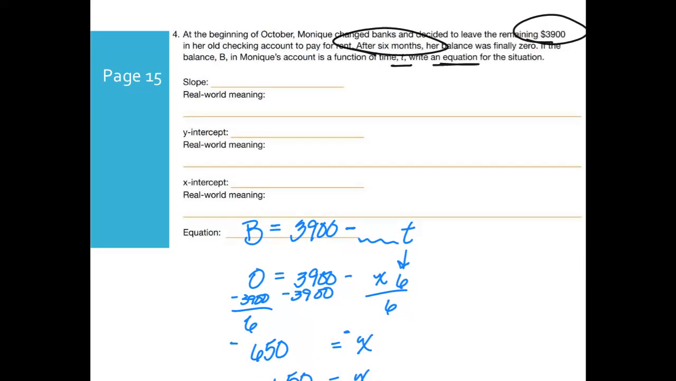Monique changes banks and decides to leave the remaining $3,900 in her old checking account to pay for rent. After 6 months, her balance was finally zero. If the balance B in Monique's account is a function of time, write an equation for the situation.